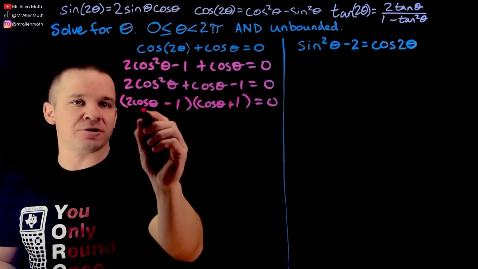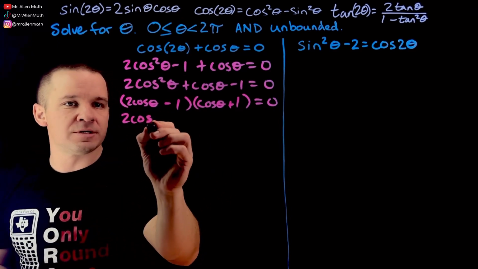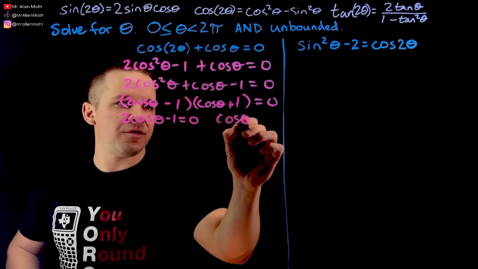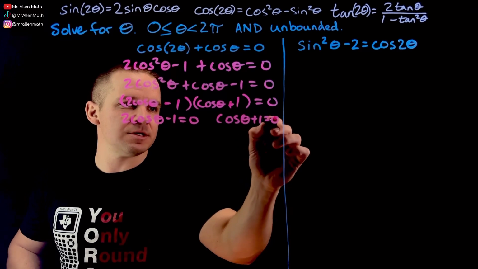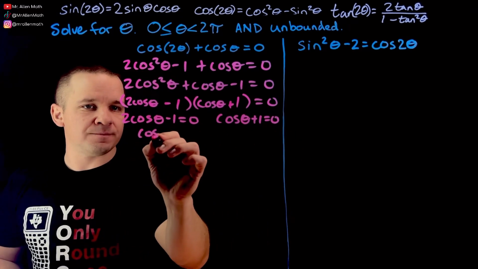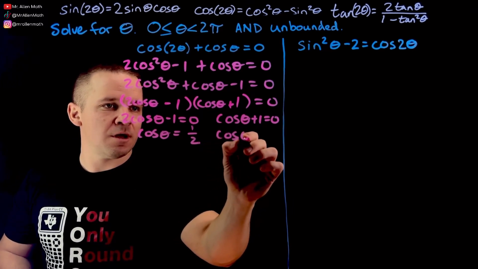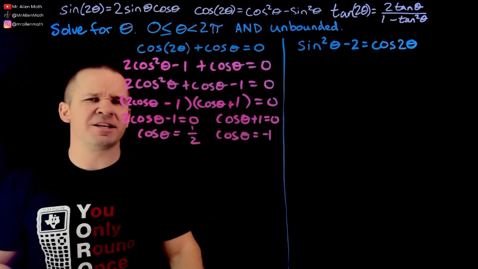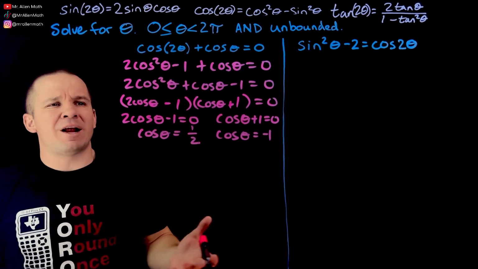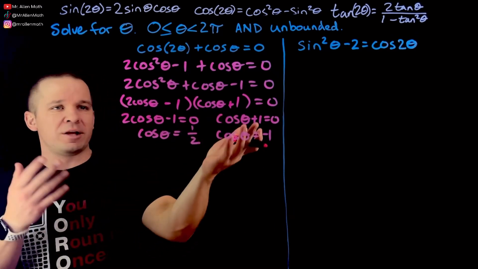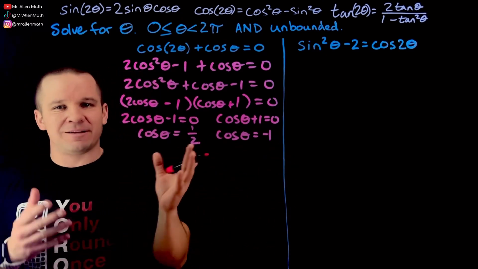I'm going to set each factor equal to 0, so I have 2 cosine theta minus 1 equals 0, and here I have cosine of theta plus 1 equals 0. So I'll get cosine of theta equals 1/2, and cosine of theta equals negative 1. It's fun. You get multiple problems in one, right? It's not just 2 cosine of theta minus 1 equals 0, solve it. I break this apart. This is dope math, right? We get double the fun here.